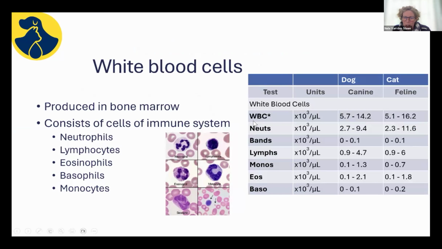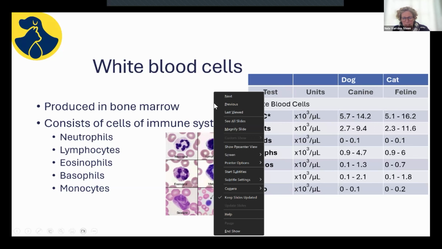The biggest part of your white blood cell count in your blood is attributed to neutrophils. Your neutrophil count is far higher than any other of the cell lines in a normal situation, both in dogs and in cats. They all get produced in the bone marrow, so you need a normal bone marrow to produce them, and they all take part in some part of your immune system.